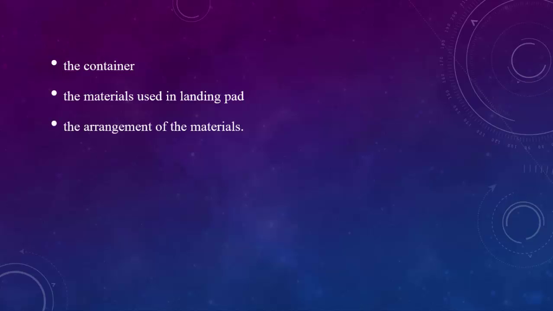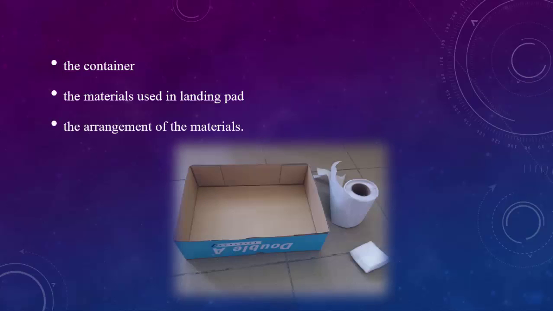First, we broke the landing pad into its different components: the container, the materials we are going to use in the landing pad, and the arrangement of the materials. For the container part, we simply took the cover of the box used to store the A4 papers. The length and breadth of the box was 30 centimeters or below, which met the requirements in terms of measurement.